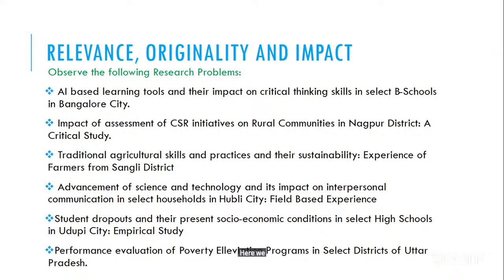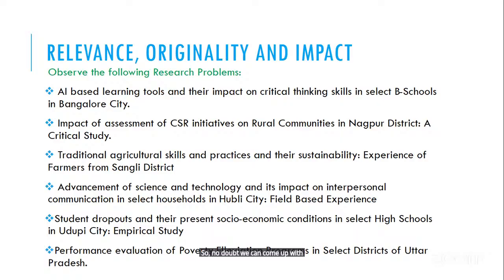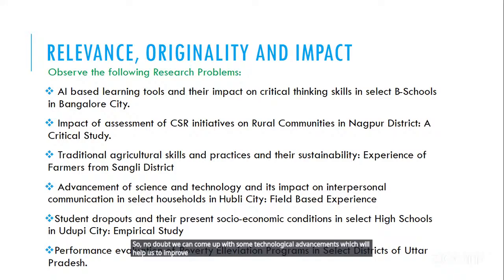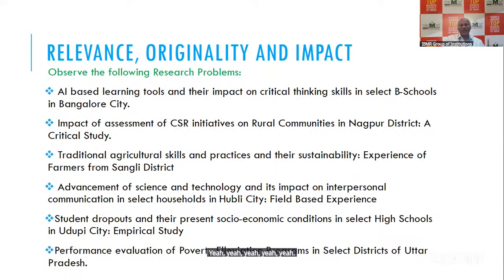Sir, maybe less relevant, because interpersonal communication skill can be developed without science and technology, because it deals with human beings and with the skills that we are trying to achieve in the long run. No doubt we can come up with some technological advancements which will help us improve our interpersonal skills, like apps such as Duolingo and many others which help us learn different languages or how to converse in a more effective way. But that is not specified here. What type of science and technology is being used here to find the impact?